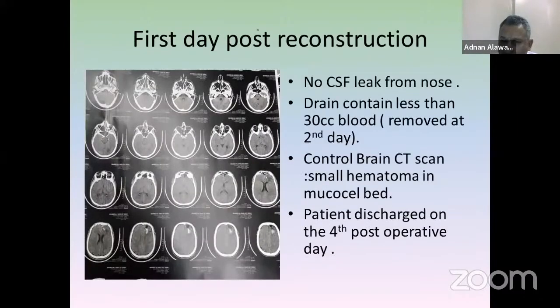Post-operatively, there is a stop of the CSF leak. This is the view of the post-operative CT scan. We show some hematoma in the bed of the mucocele. The drain contained less than 30 cc of blood. The patient was discharged on the 4th post-operative day.